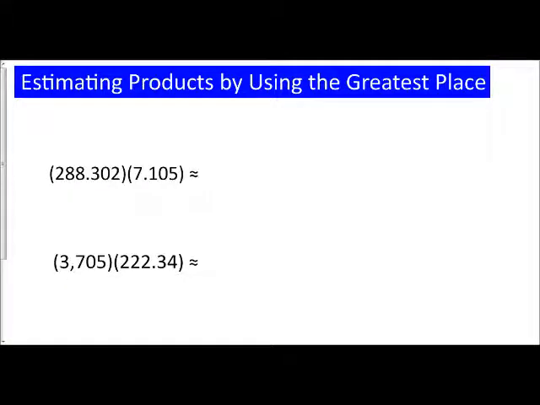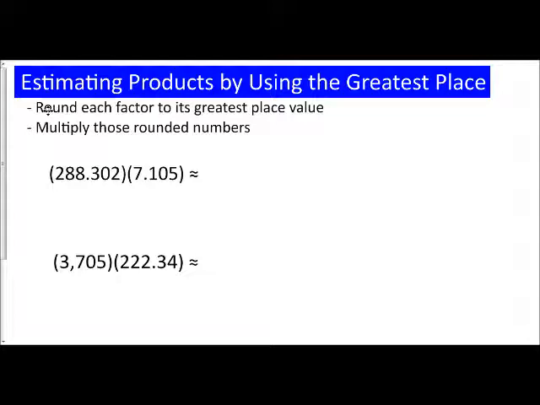And then when I estimate products, when I'm multiplying, I want to use the greatest place. So I am going to round each factor here to its greatest place value, but it doesn't necessarily have to be the same one in each one. And then I'm just going to multiply those rounded numbers. So for instance, if I have 288.302, the hundreds is the greatest place, so I'm just going to round this to 300. 7.105, the 7 is the greatest place, so I'm going to round this to the ones place, and 7.1 closest to 7. And then this is easy to multiply mentally. 7 times 3 is 21, followed by the 2 zeros. So my estimate is 2,100.